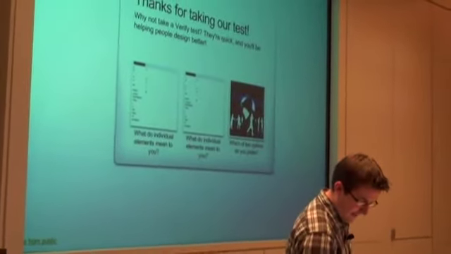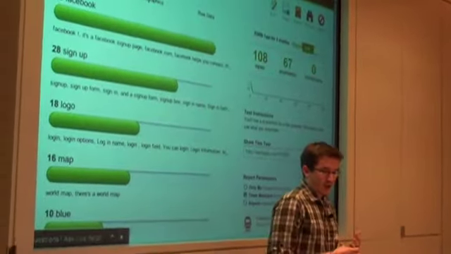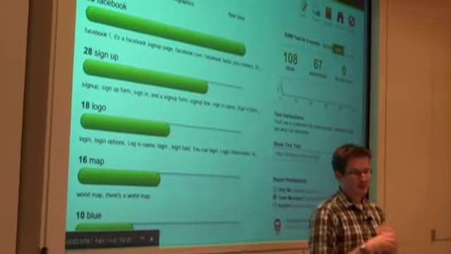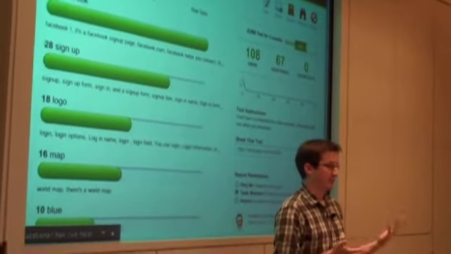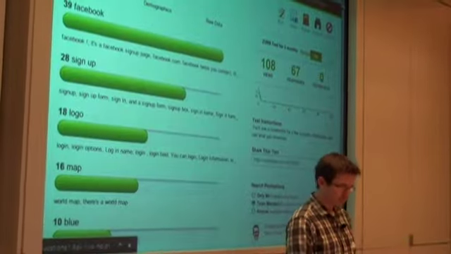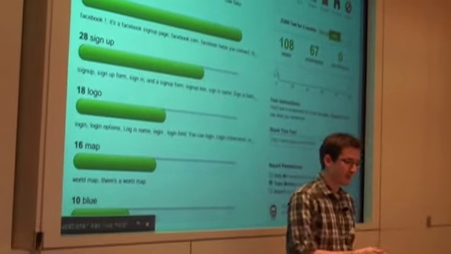All right, rock and roll. And we can actually see the final results. So for this case, 67 responses, pretty decent sample size. You can see everybody remembers Facebook. Facebook is memorable. Most everybody remembers sign up.